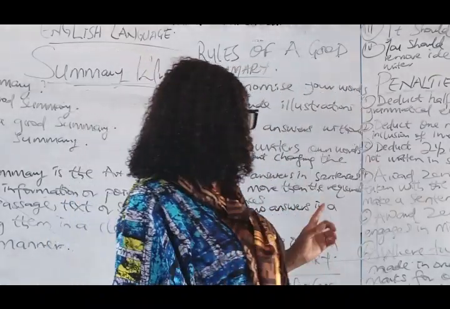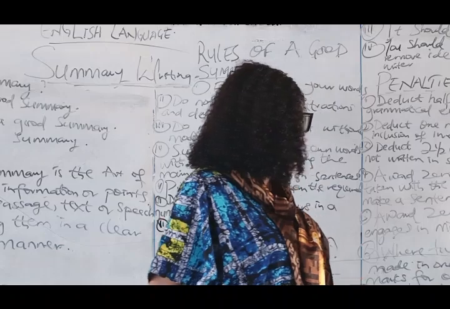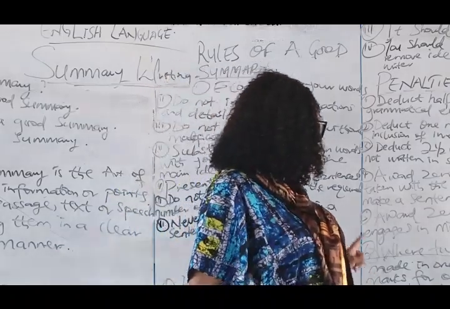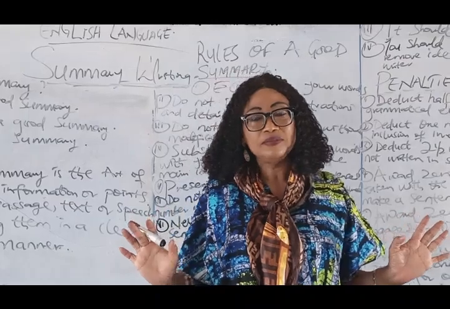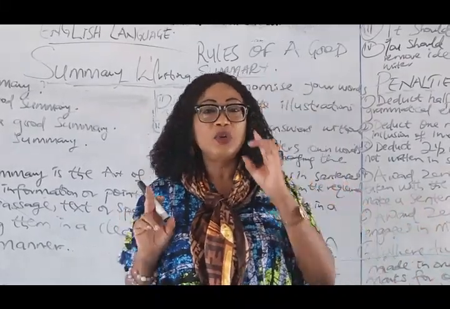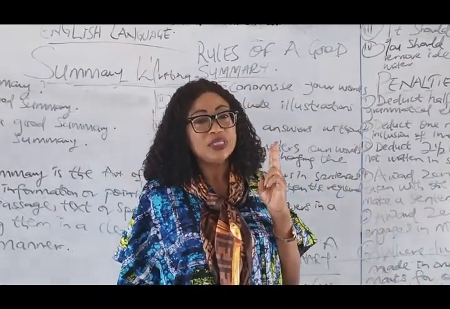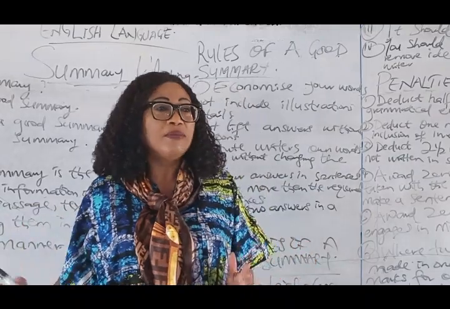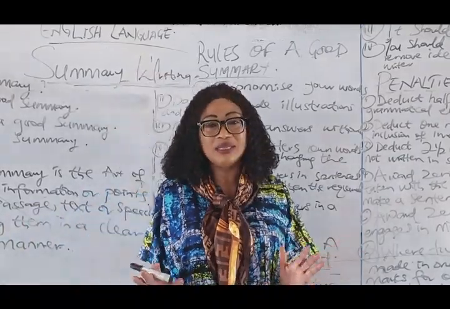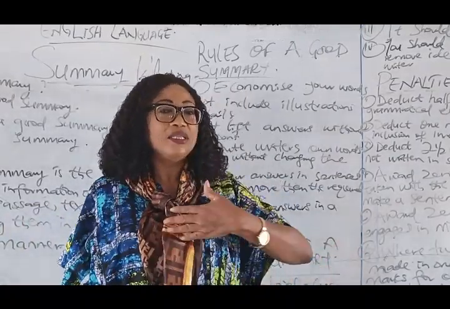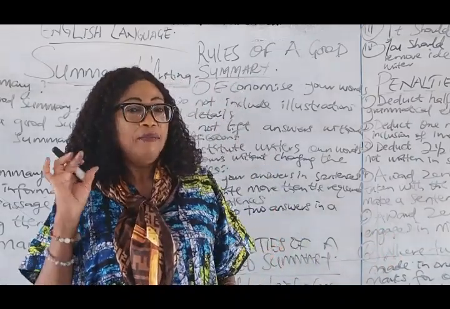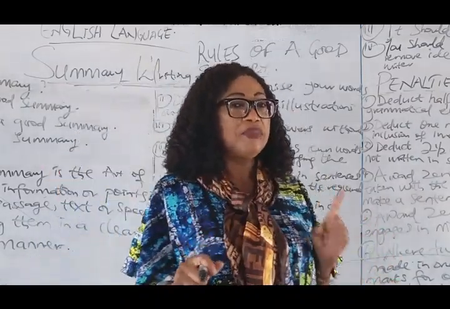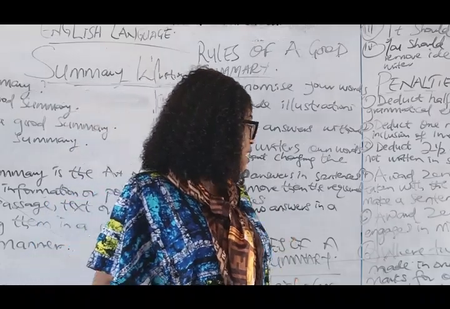Number 6, where 2 points are made in one sentence, award marks for 1 and regard the other as irrelevant. You're asked to give us answers in 1 sentence, and you've given 2 sentences. Only 1 will be marked. Don't come out and say, I've given them so many answers. Only 1 will be taken, and the other 1 will be regarded as irrelevant. And you're going to be penalized. Why? Because 1 mark will be deducted from the answer you have given. So please take note of that.